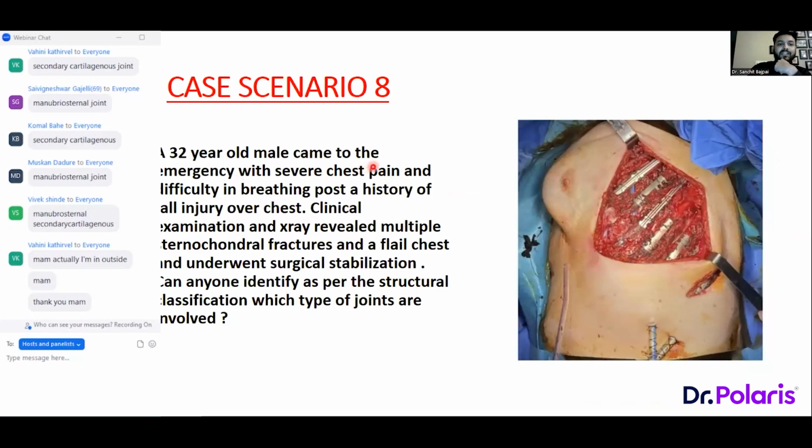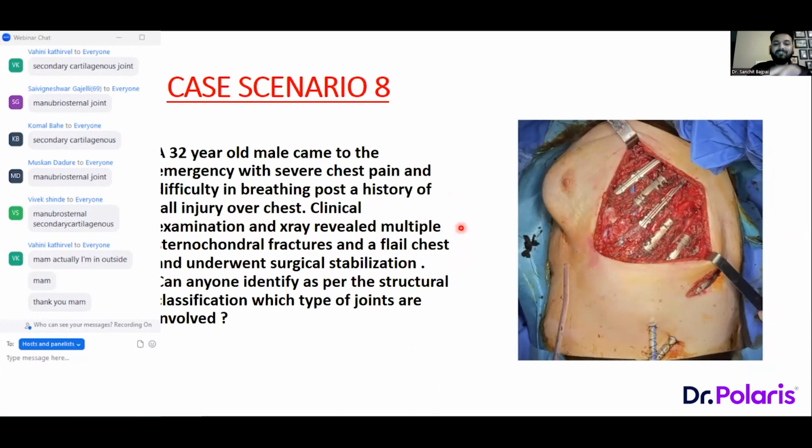So a 32-year-old male came to the emergency with severe chest pain and difficulty in breathing, post a history of fall injury over the chest. Now, his clinical examination and the X-ray revealed that there are multiple sternochondral fractures. And there is something called a flail chest.